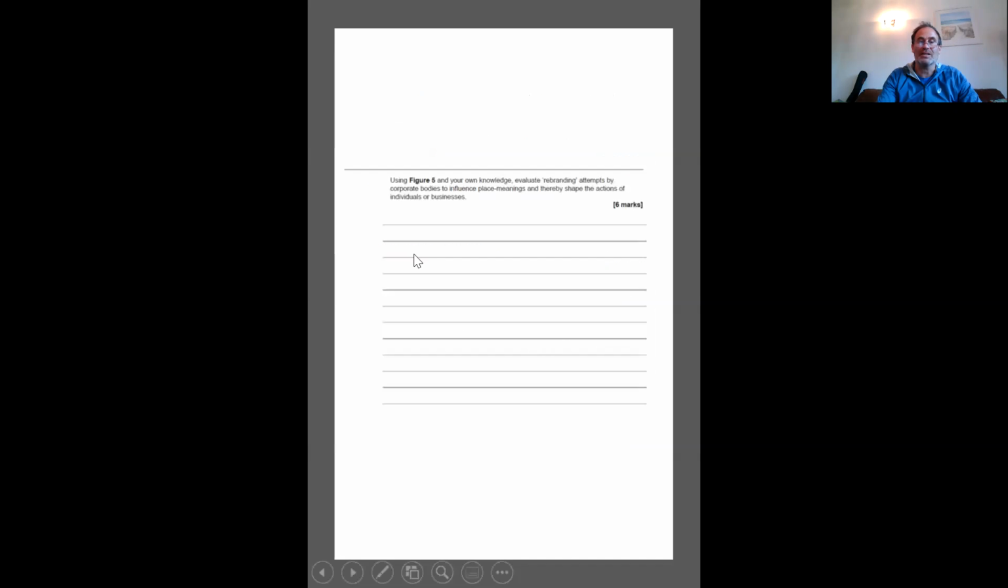So the question here is asking, using that figure, using your understanding, so bringing in your geography that you know about re-imaging, rebranding, to kind of make a judgment. So if you look at this one here, going to have another attempt at doing this. There's our command word there, evaluate, rebranding is an important word. Corporate bodies, so that's important. Corporate bodies like things like London Docklands Development Corporation, Tourist Board, local councils. It could even be a private organisation as well. And it says, look, to influence, pardon me, place meaning, and therefore shape the actions of individual businesses.